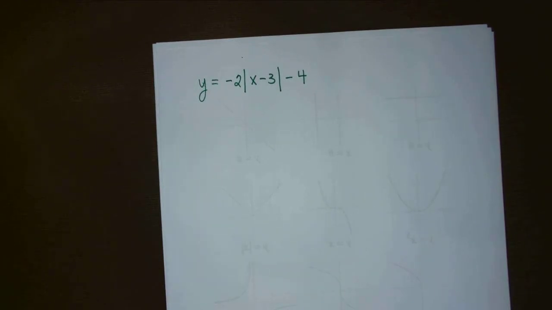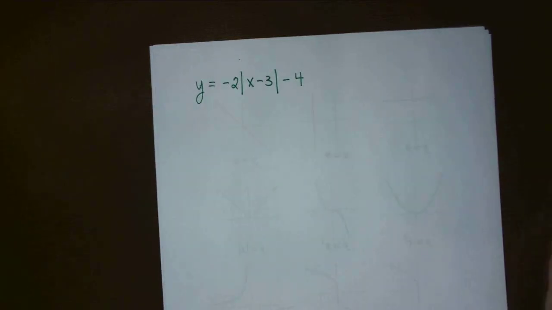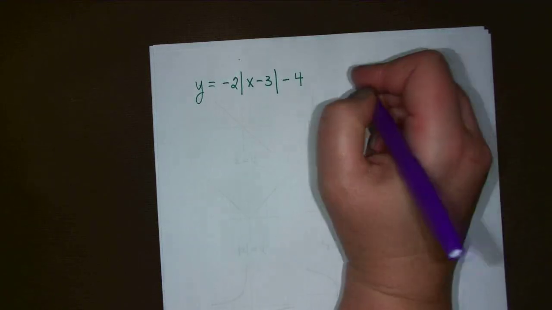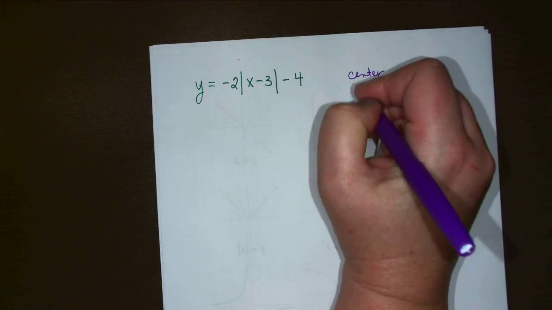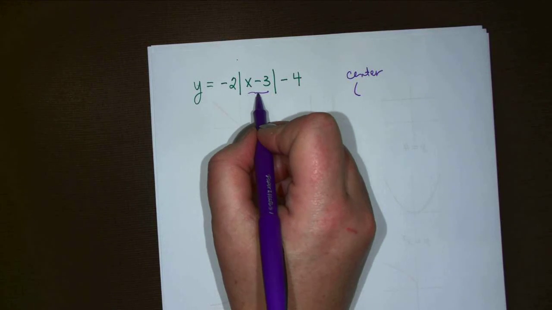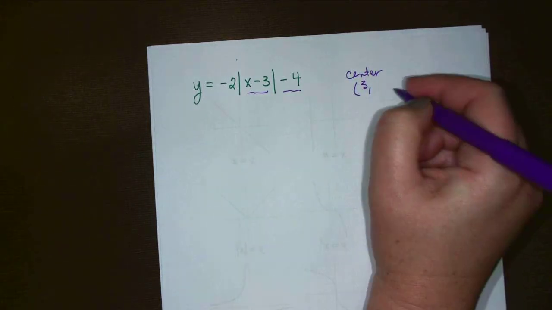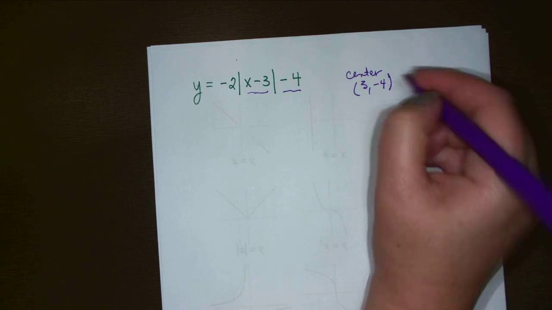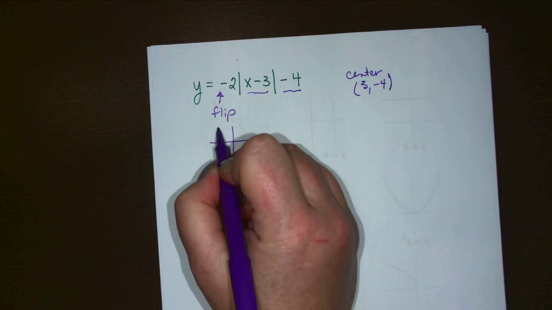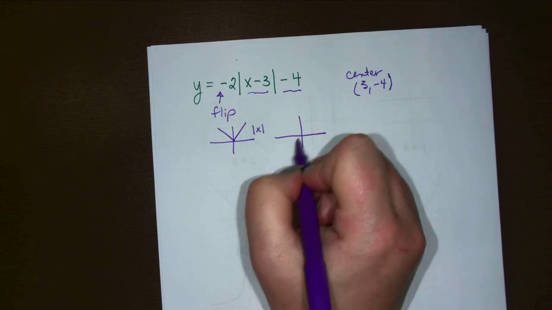Lots of minuses here. Okay. So what first? Center. What makes this 0? 3. -4. Now I made this with a flip. So our regular absolute value, this is absolute value of x. We want a flip, so it's going to be this way instead.